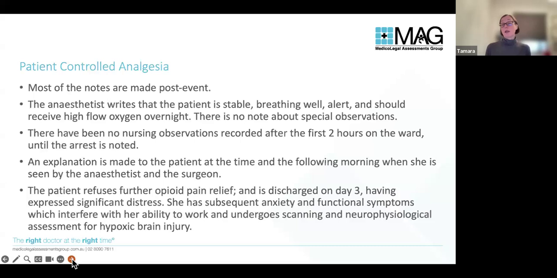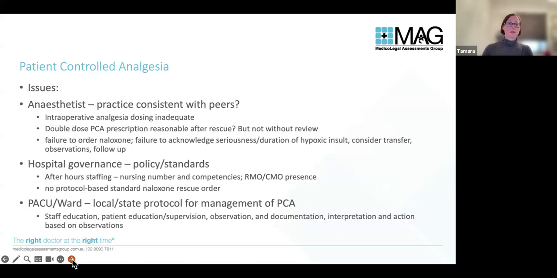Now, I don't know what may have been going on in this ward on that evening, what other issues may have arisen. Anyway, the patient's terrified about having any further pain relief. She does go home on day 3, and she's expressed significant distress about the episode throughout the admission and subsequently, and she appears to actually have some neuropsychological damage when she is assessed. So how would you assess this?